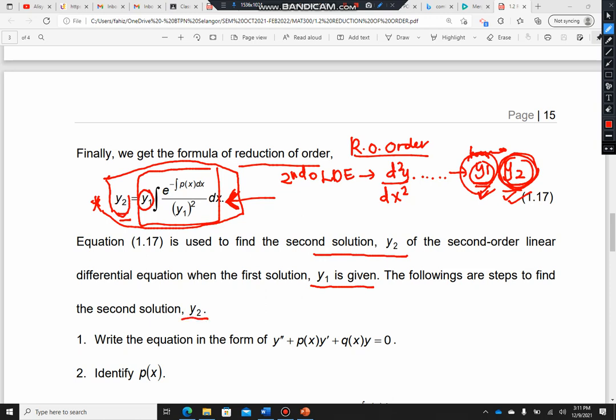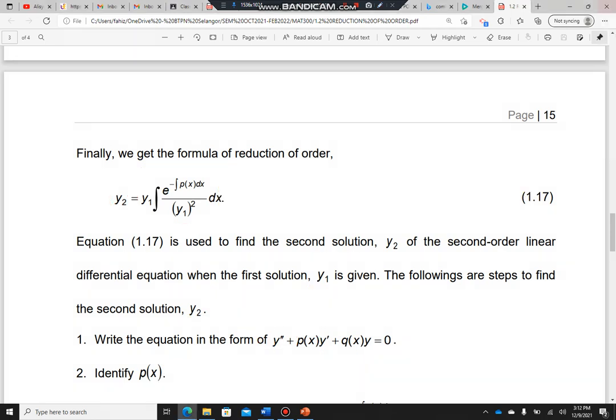First, write the equation in the form y'' + p(x)y' + q(x)y = 0. So mula-mula make sure equation awak dalam bentuk ni, and then we need to identify p(x). So make sure kat sini coefficient of y'' is 1, and then we need to identify p(x).